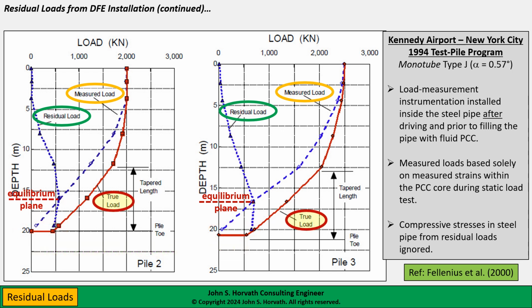So the true load in the pile, when we correct for residual load, is quite a bit different than the measured load. And this is the point I'm trying to make: when you have a pile such as this, which is installed in stages, you drive the closed-end steel pipe, you install instruments, then you concrete the interior of the pile, the difference between measured load and true load can be very, very significant, and obviously it's going to affect how you interpret the load-bearing characteristics.